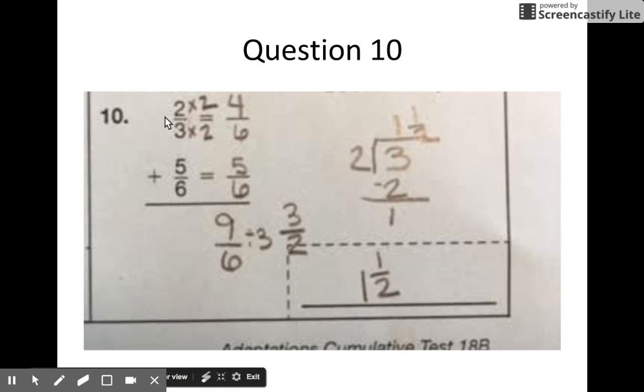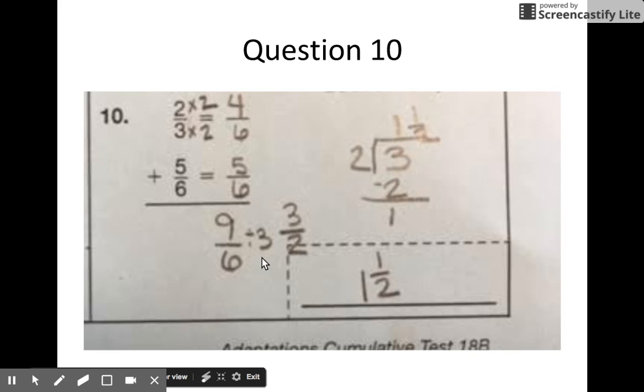Question 10. I have to take 2/3 plus 5/6. Remember, with adding or subtracting fractions, you must have common denominators. For this problem, my common denominator is 6. So on the bottom, I have 5/6. That one just stays the same because 6 is already the denominator. On the top, I have to change the denominator to 6. I do this by taking 3 times 2, which is 6. Remember, whatever I do on the bottom, I must do on the top. So 2 times 2 is 4. Now I can add them together. 4 plus 5 is 9, and I end up with 9/6.